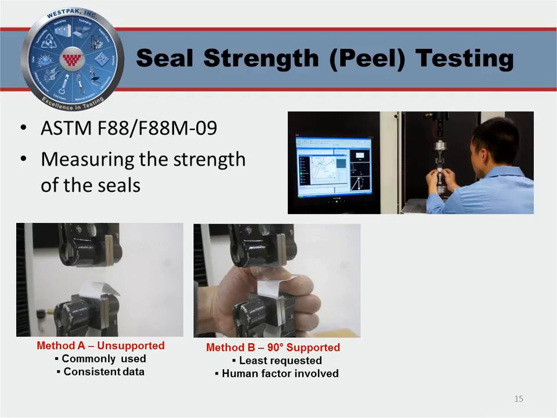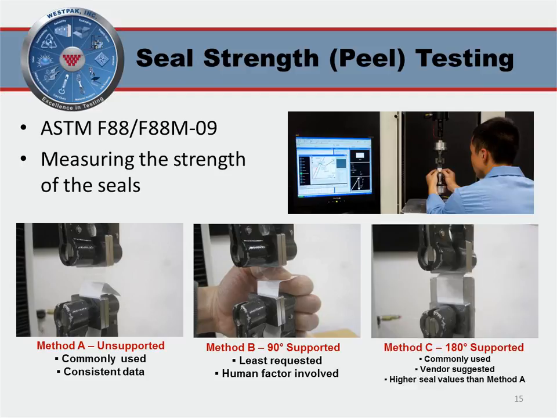Method B, 90 degree supported, is the least used method as it introduces human factors. See the hand? And method C, 180 degree with backing plate. This method is also commonly used, and vendors generally suggest this method since they believe it provides the most consistent data.